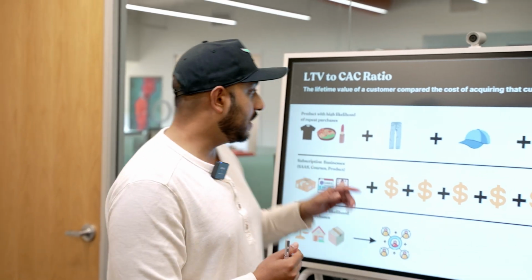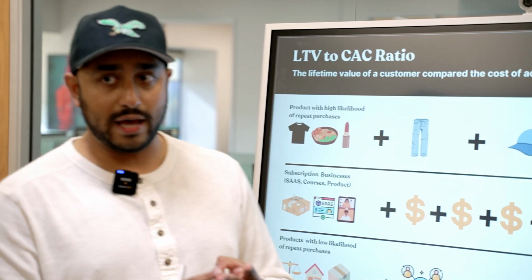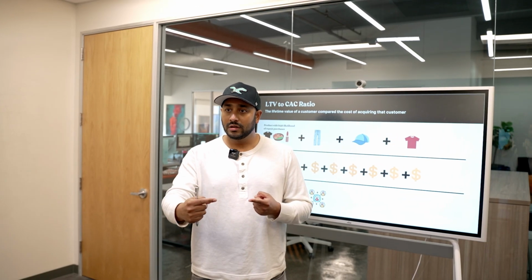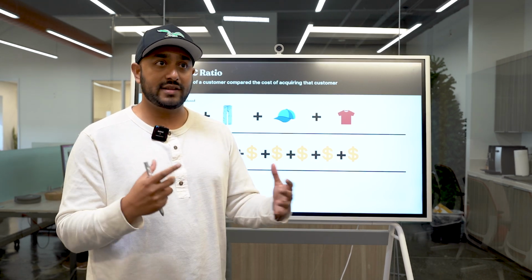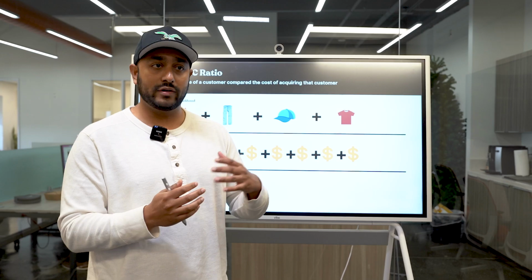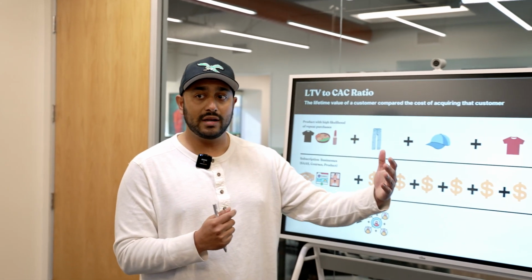Now, if you're in this category, products with a high likelihood of repeat purchases, there's two ways to go about it. You can either sell them the same product over and over again. These are things like lotions, right? Like if you have a very specific moisturizer that you use, you know that over time you're going to run out of that moisturizer, and you're going to buy more moisturizer year over year and month over month. Or you can sell them an additional product.